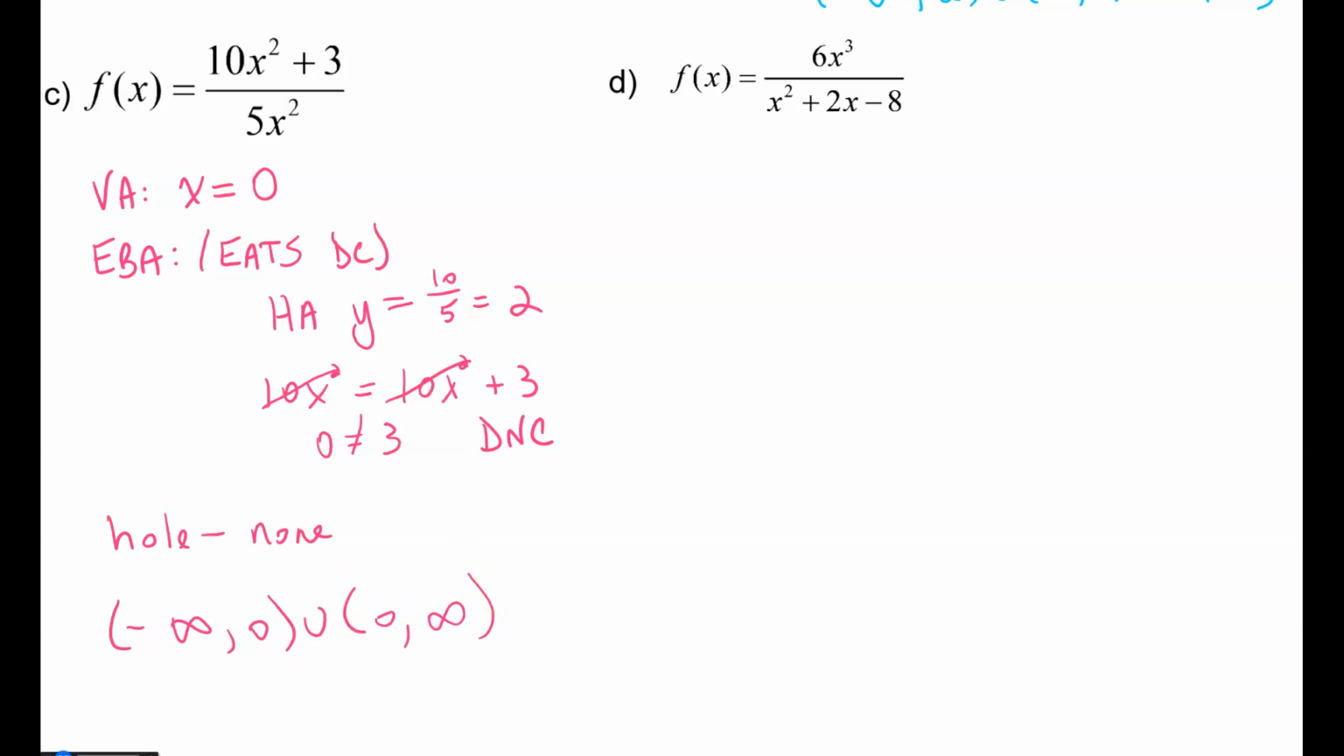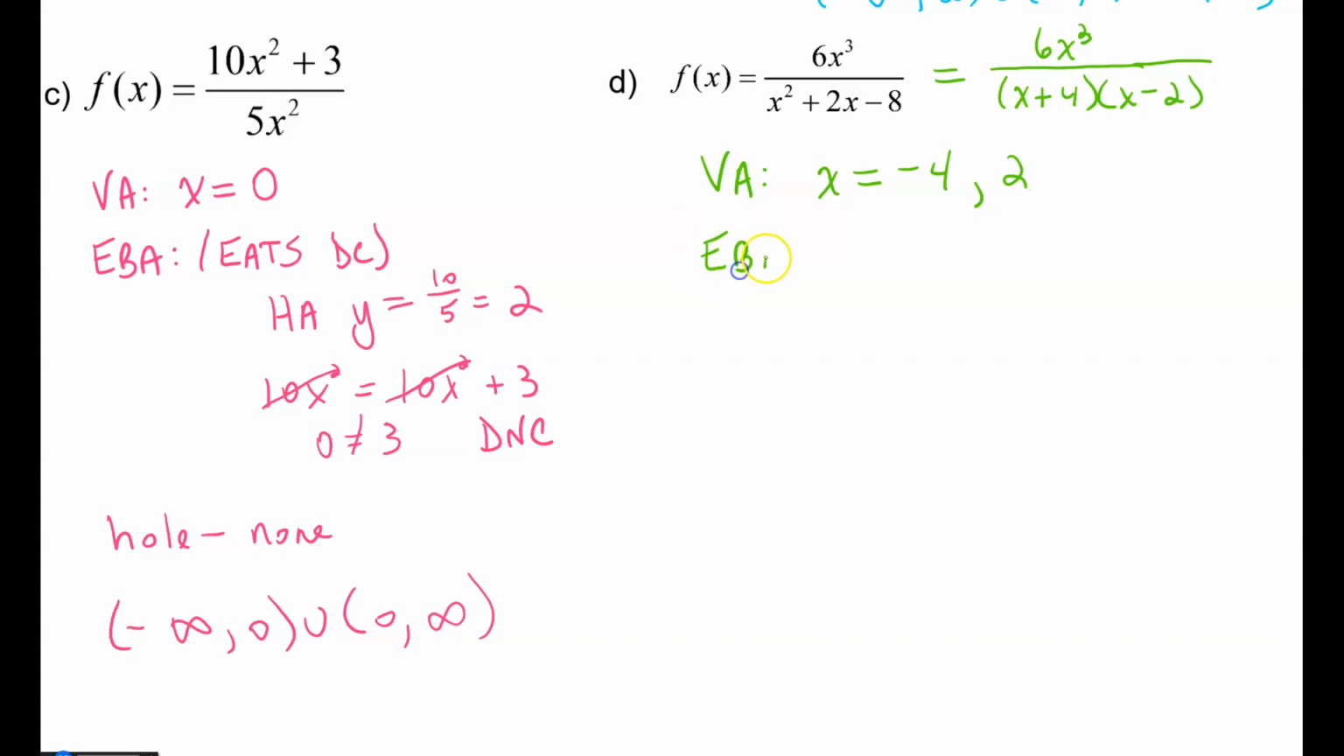The next one, some of you did move on and try that one on your own. The first thing you notice is that the denominator can be factored. So we get 6x cubed all over, and then the denominator factors into x plus 4 and x minus 2. Nothing simplifies out of this, but now because it's factored, we can see that we have two vertical asymptotes this time. We've got one at -4 and one at +2.